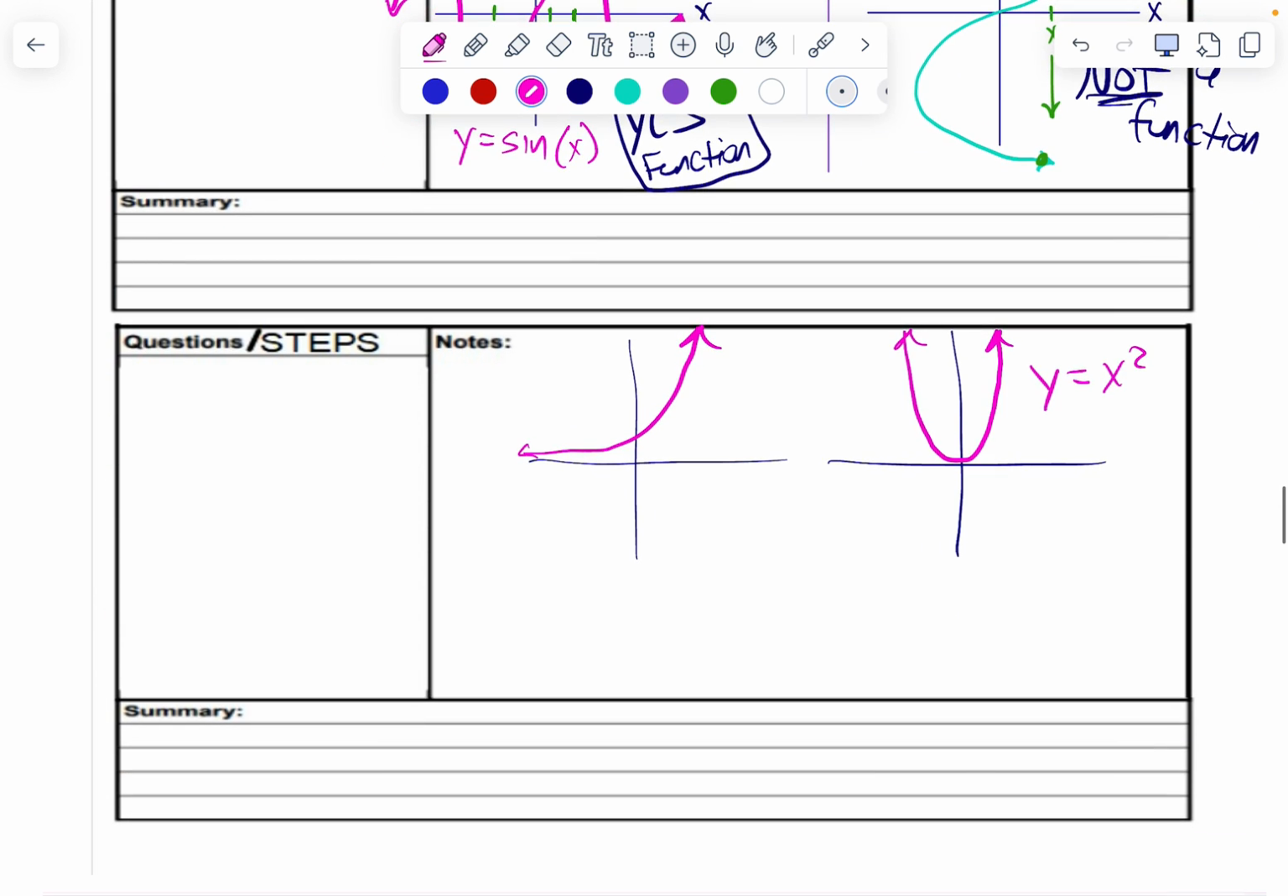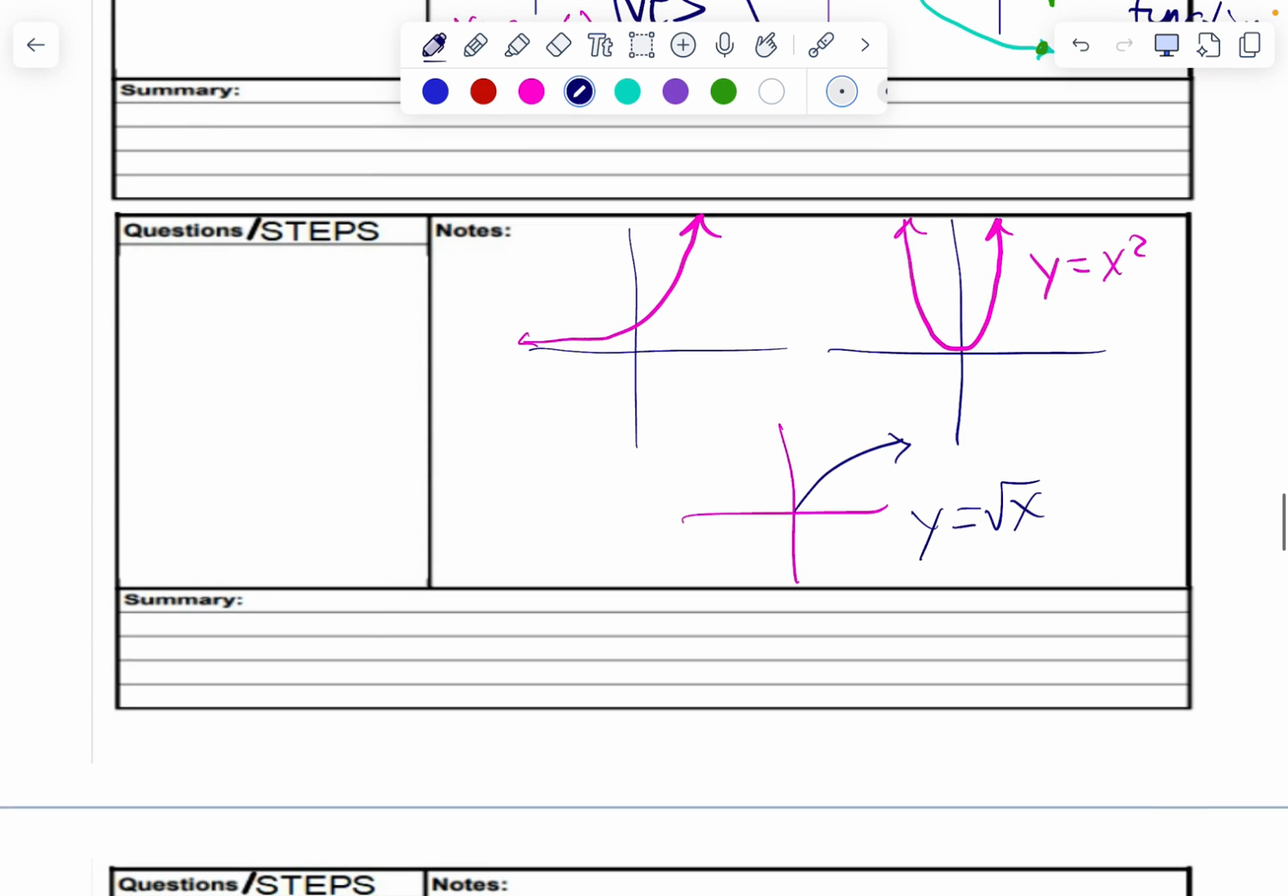And then a square root function looks like this. That's square root of x. Now, if you say, what's the cube root? If we put a little cube, now it curls down and goes that way. So all sorts of stuff, right?